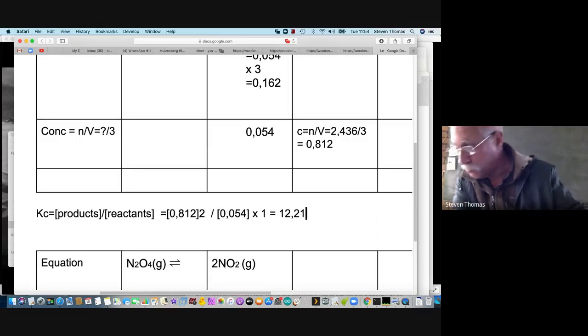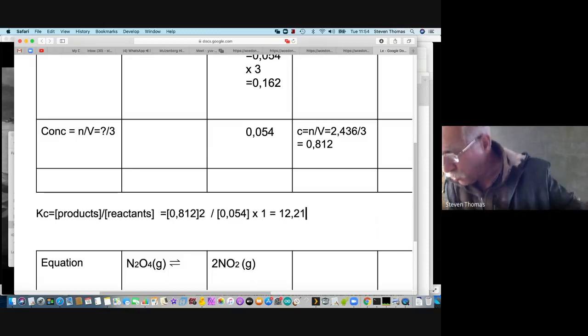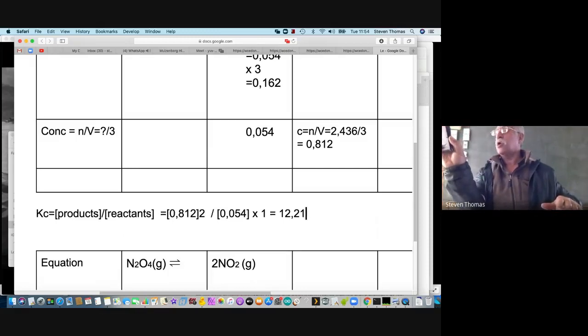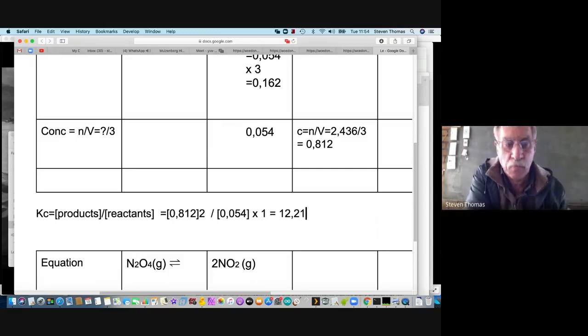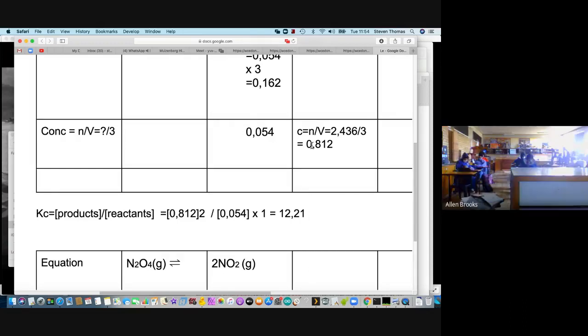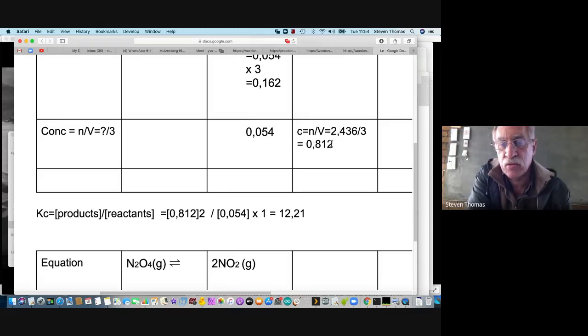I get a Kc of 12.21. Yeah, 12.21. Do you guys see why we get that? It's that raised to its coefficient, divided by that raised to its coefficient of 1 times the solid, which always has a 1. So you can almost leave it out, and there you got your Kc for this reaction.